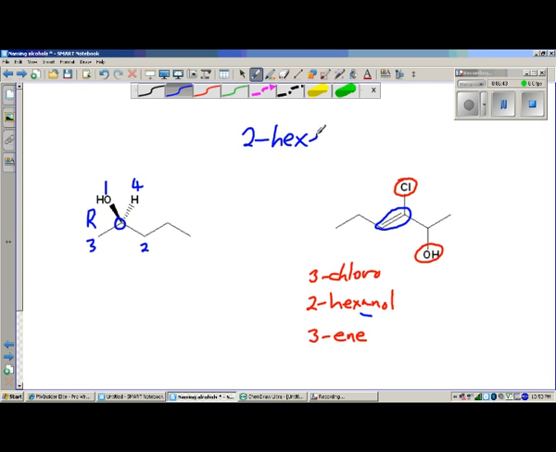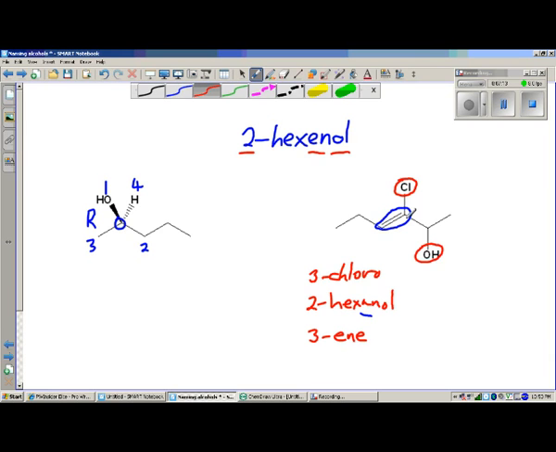So if I just write out here 2-hexenol, can anybody see what the problem is with this? Well, if you haven't recognized the problem, you have a 2 here, and the question that you're going to be asking yourself is, does the 2 refer to the ene, or does it refer to the ol? And that's the problem. If you name something this way, you always want to make sure that you put the number directly before the species that you're talking about, its location.